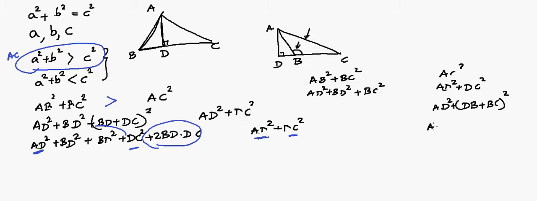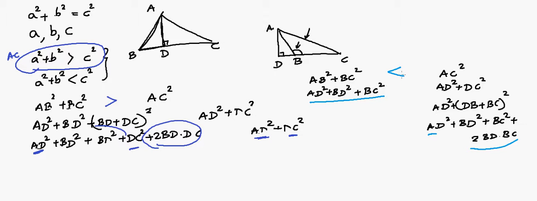So when we open this parenthesis, on the right side we have AD square plus BD square plus BC square plus 2 times BD times BC, and on the left side we have just AD square plus BD square plus BC square. So we have the same terms on both sides, and on the right side we have something extra, which means that the right side is obviously greater than the left side. That means AC square is greater than AB square plus BC square. So this is happening in the case of an obtuse angle triangle, and we have generalized the case of an obtuse angle triangle as well.